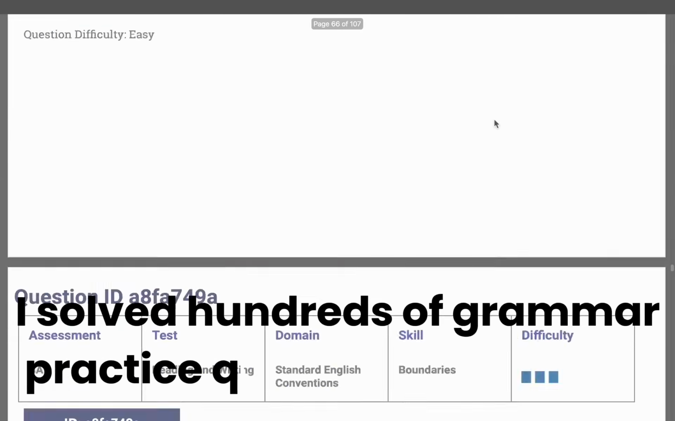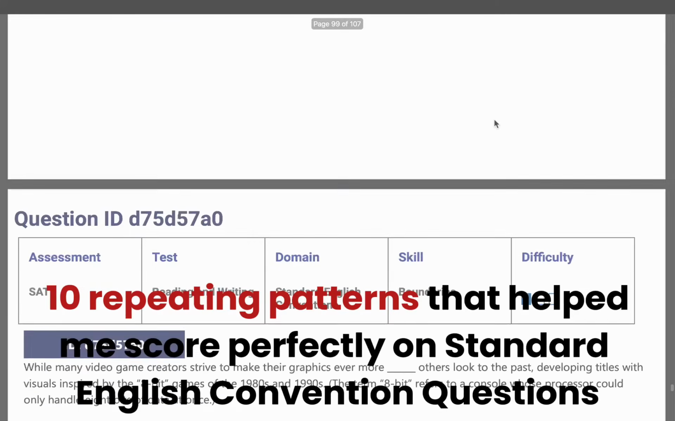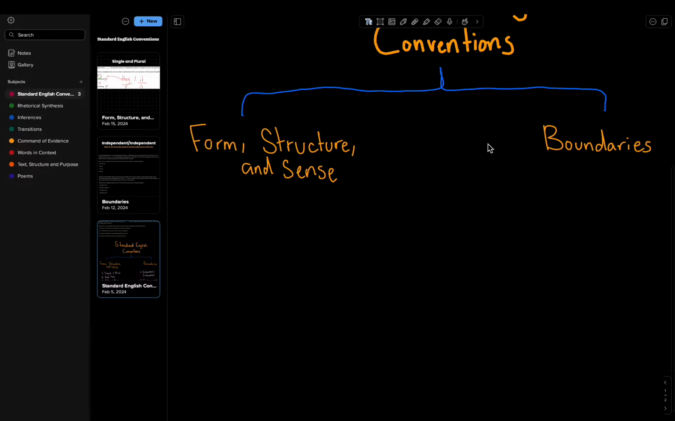I solved hundreds of grammar practice questions, and I found 10 repeating patterns that helped me score perfectly in the Standard English Conventions section, where it asks which choice logically completes the text so that it conforms to the conventions of Standard English. In this video, I'll be covering those 10 rules with examples.